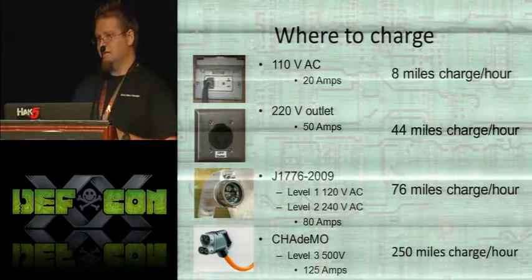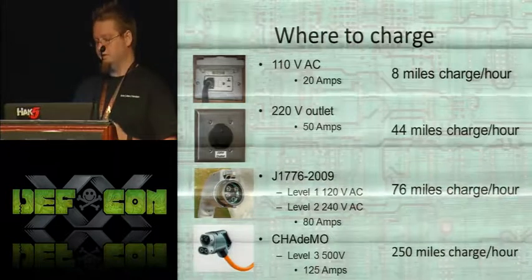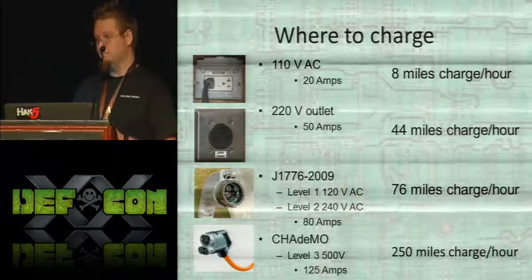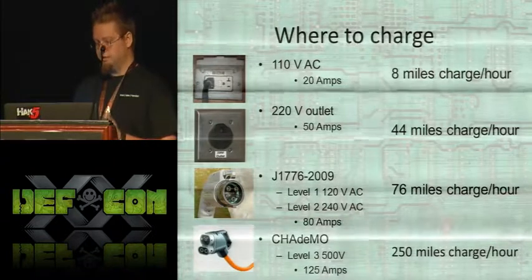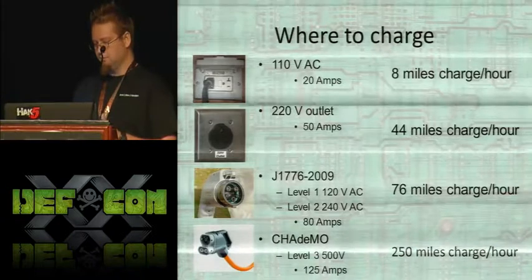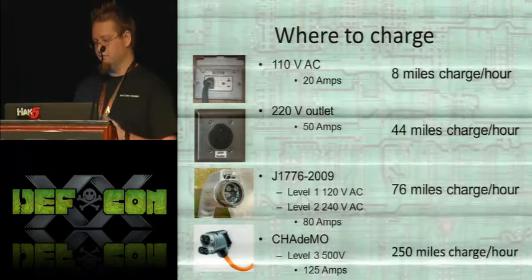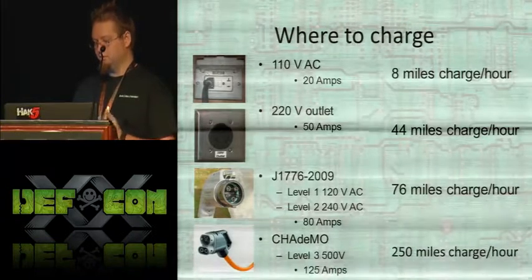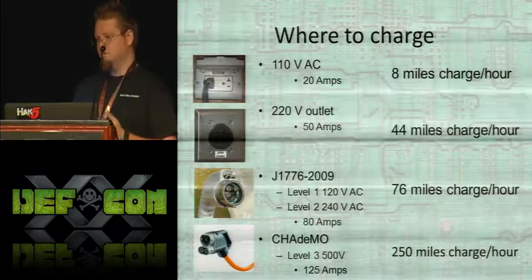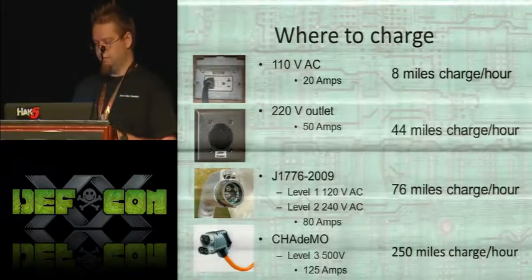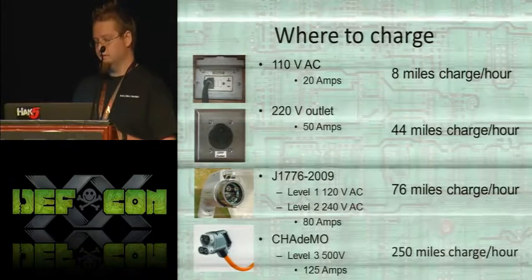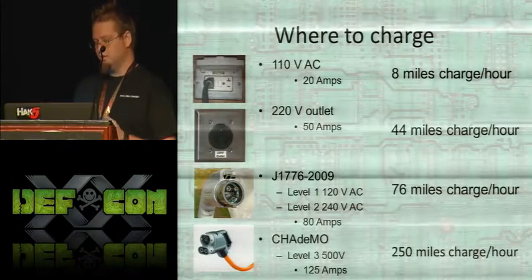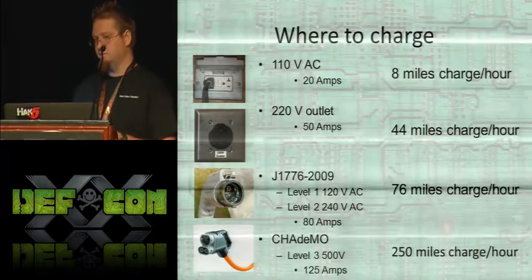So no one's decided on an official standard. The U.S. uses the J1772, but there's still some arguments over how to do that. Obviously, you can get a lot more power out of these, up to 76 miles of charge per hour. The standard used by Japan is CHAdeMO, and they've got a lot of these going in the U.S. These are called level 3 chargers, and they can give you up to 250 miles of charge in an hour.